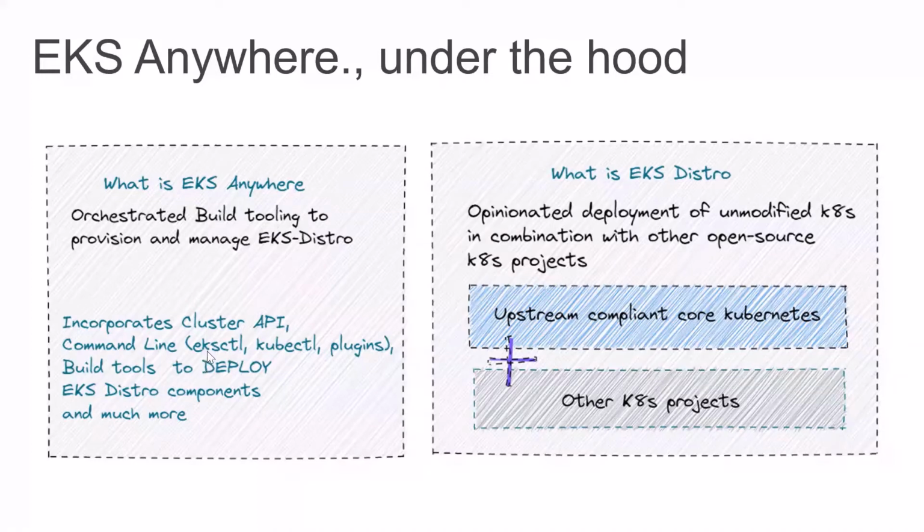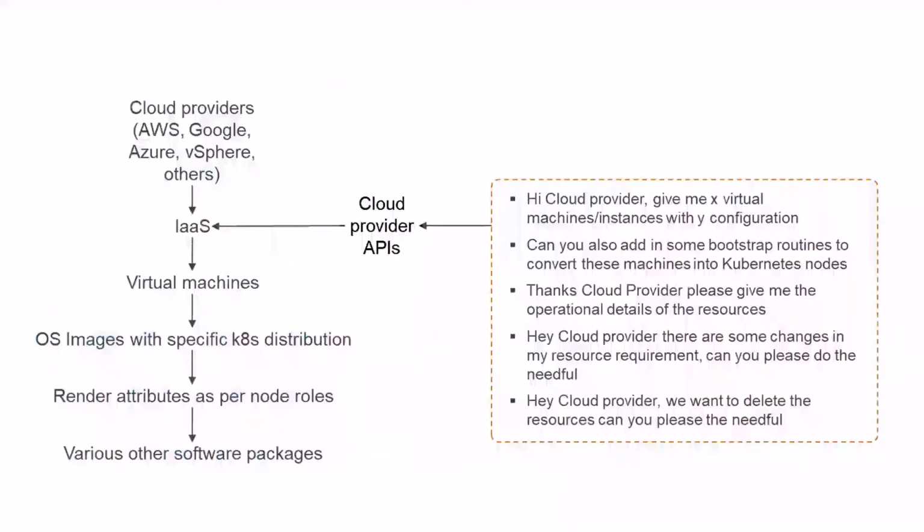So let's understand, as I said, there are a lot of tools that are bundled up to create a single terminology called EKS Anywhere. This is where the magic happens. So let's see what happens in a sequential method. We will do some bit of reverse engineering on this, starting with the fact that there are multiple cloud providers, right? AWS, Google, Azure, vSphere, many others, and they essentially all expose their infrastructure as a service via the cloud provider APIs.